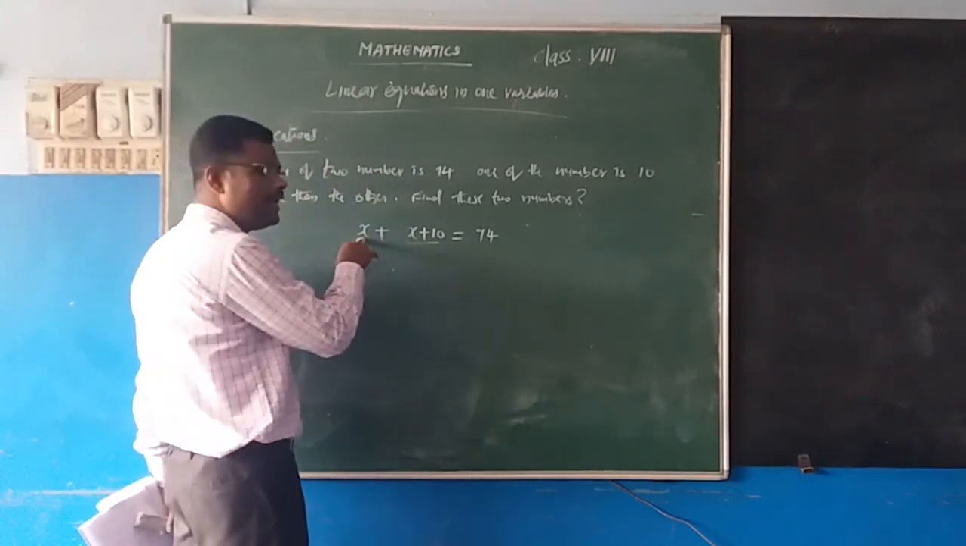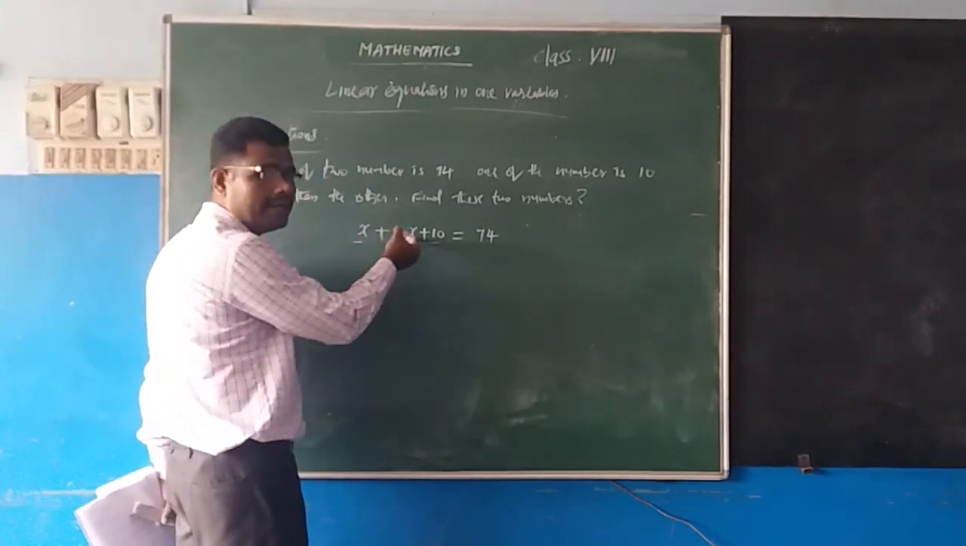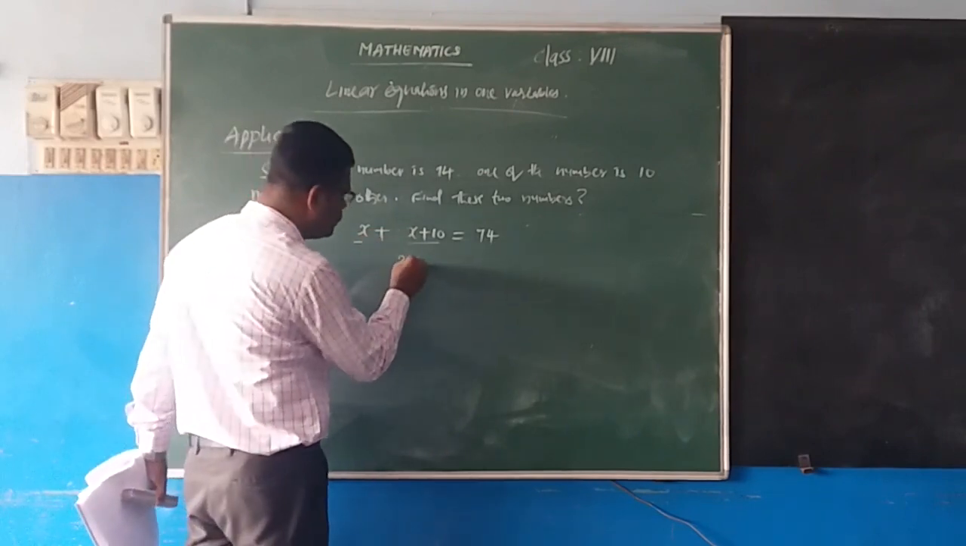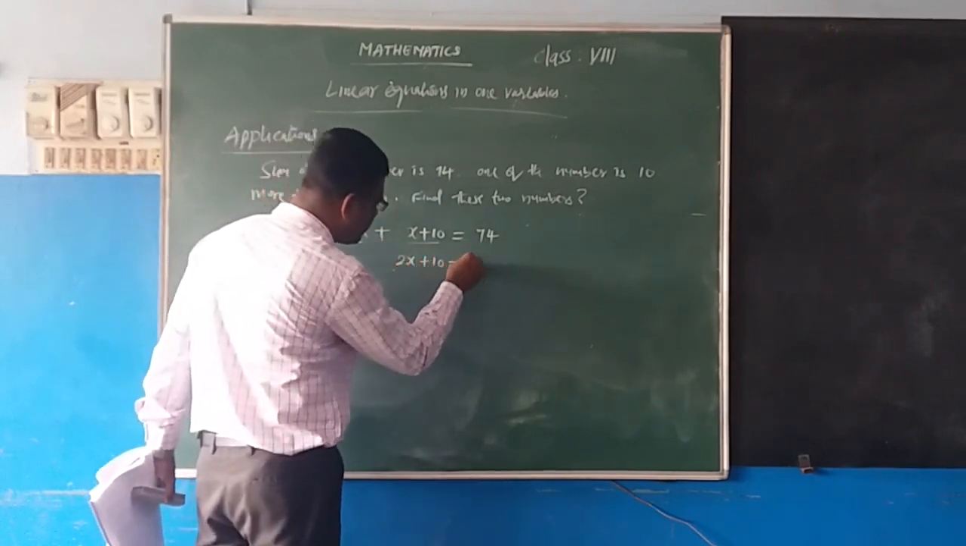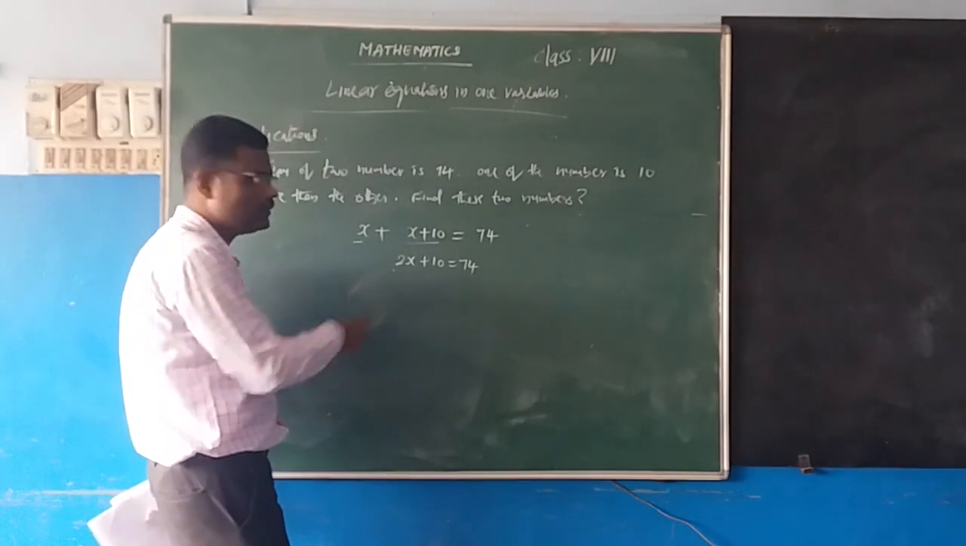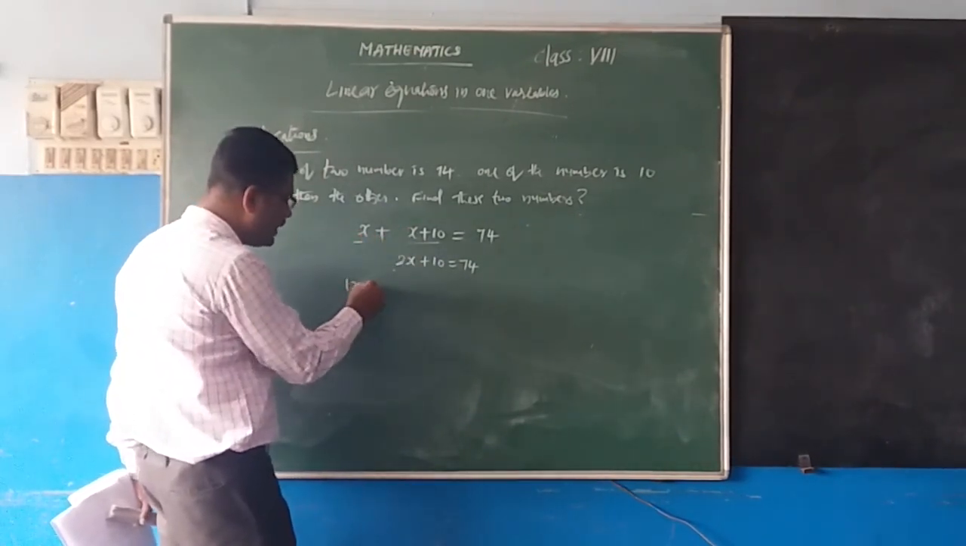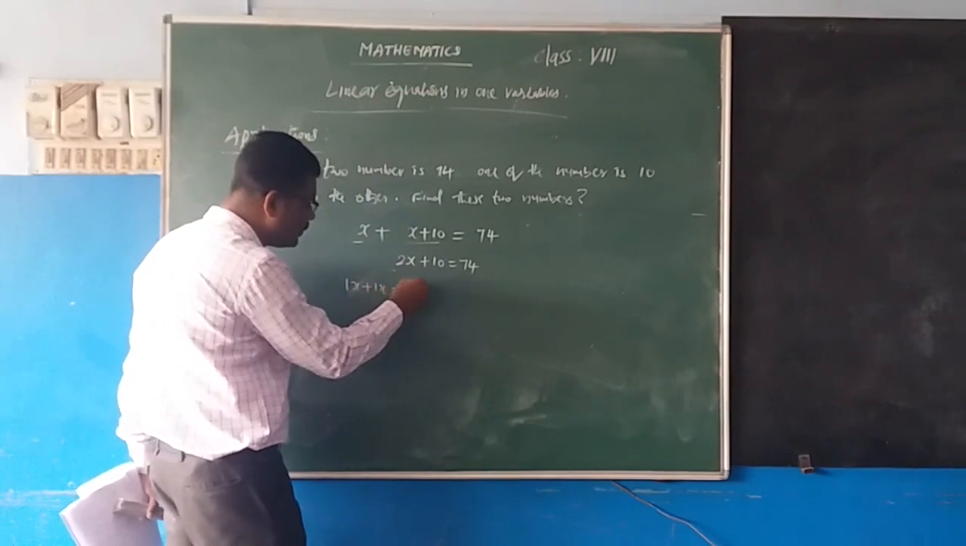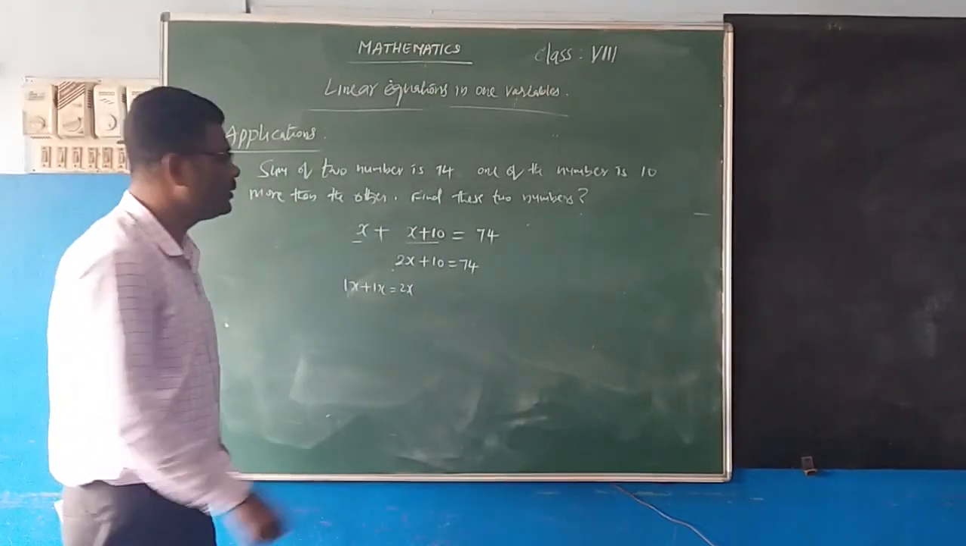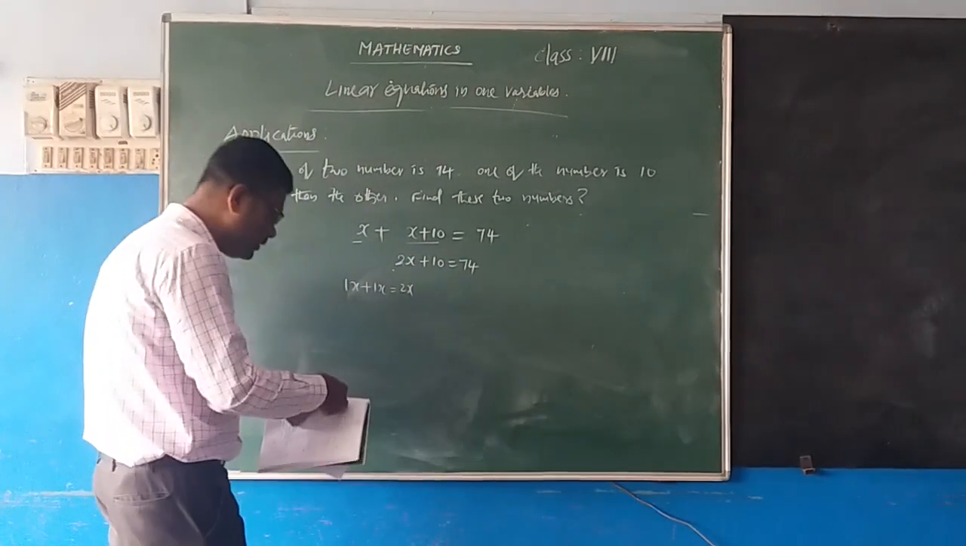So we need to add. Like terms can be added. Like terms x and x, 2x plus 10 is equal to 74. Clear? Like terms can be added. x plus x means 1x plus 1x, that is equal to 2x. That's how I have written. 2x plus 10 is equal to 74.